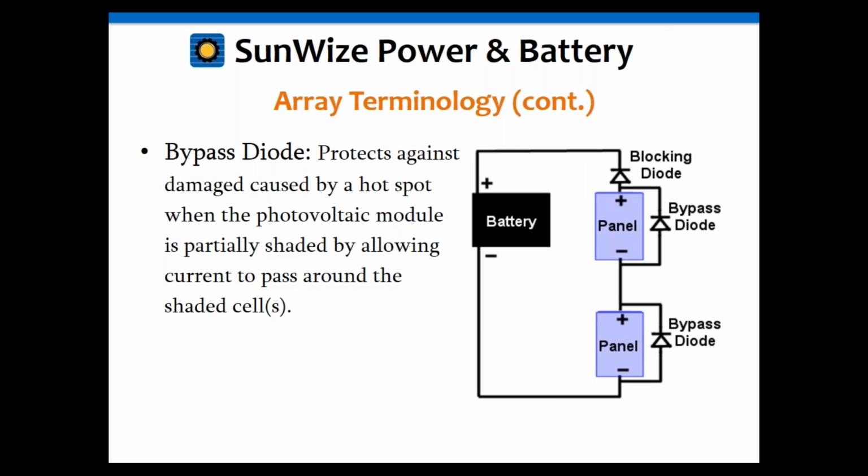Okay, now I'm just going to talk about the bypass diode briefly here. What a bypass diode does is it protects against a hotspot that is caused when the module is partially shaded. Not completely shaded, but partially shaded. We're going to talk more about shading later on in this webinar.